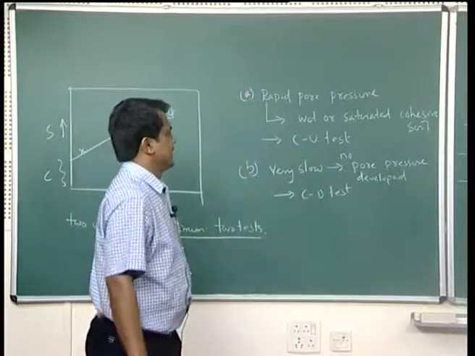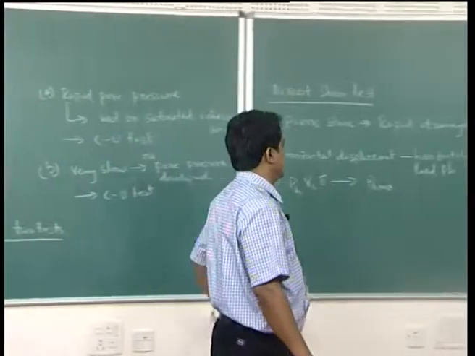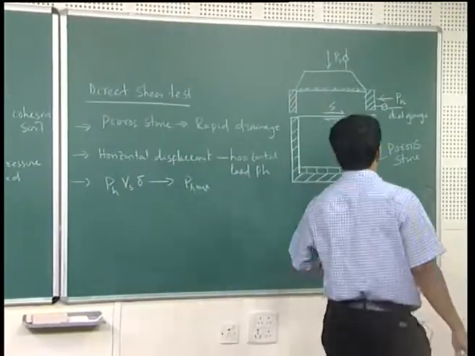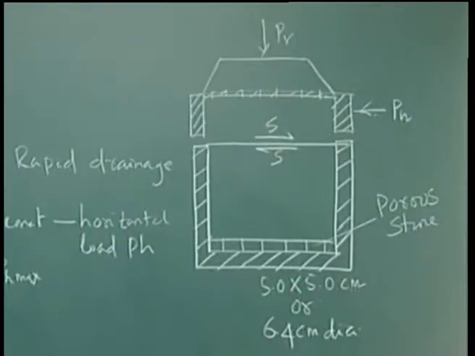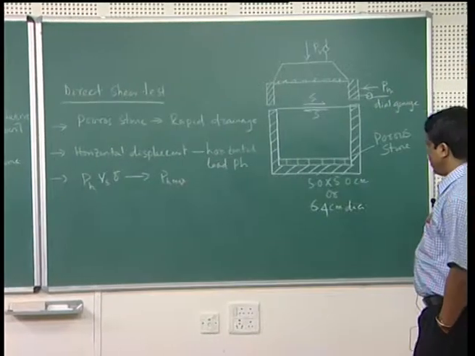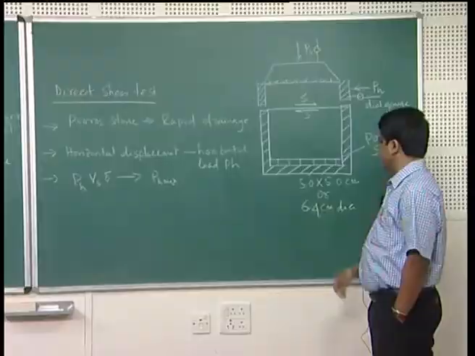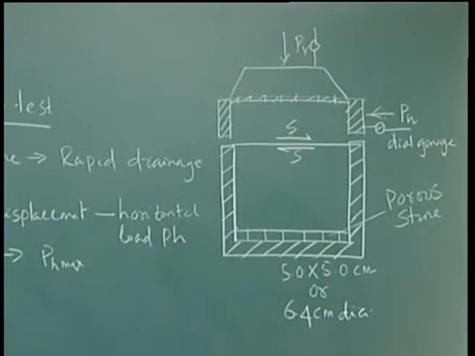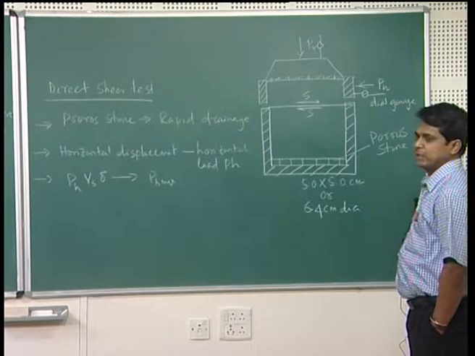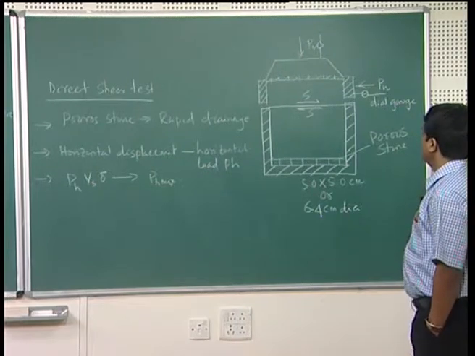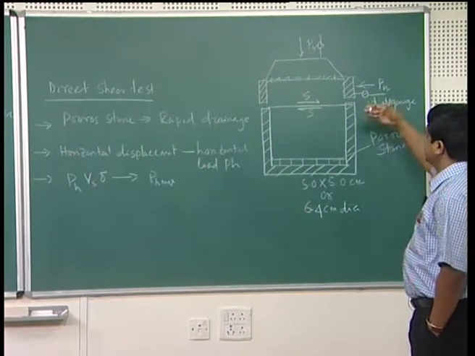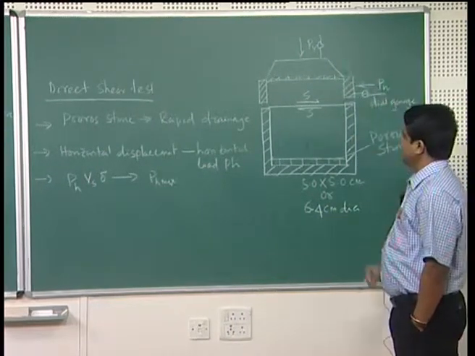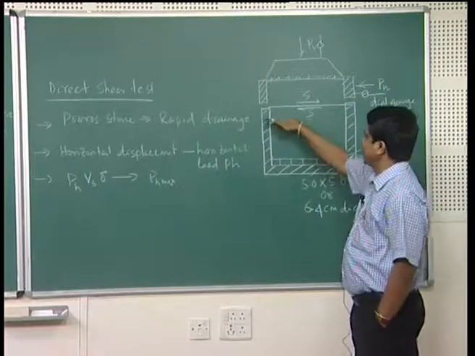Next test is your direct shear test. The direct shear test equipment size is either 5 centimeter by 5 centimeter or 6.4 centimeter diameter. It may be a circular shape or it may be a square section. If you look at this direct shear test cross-sectional view, this is a shear box.